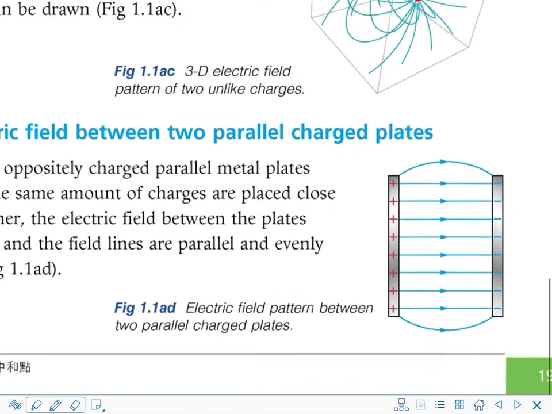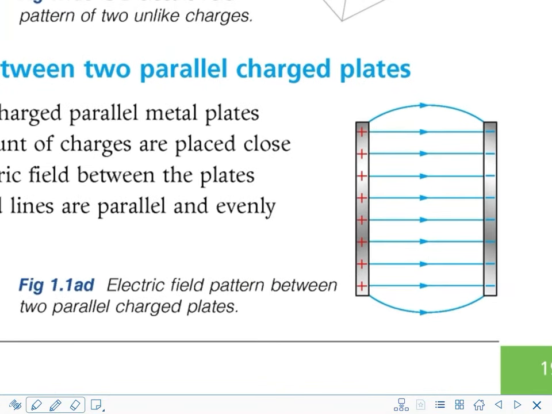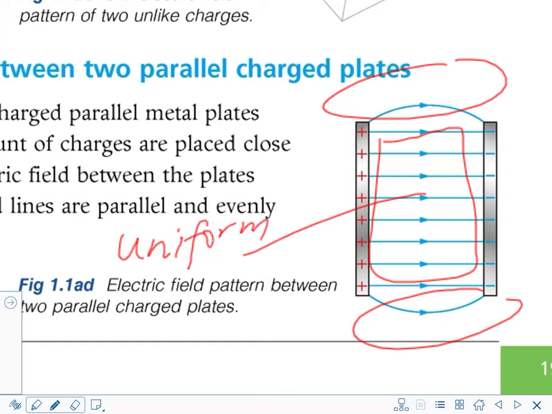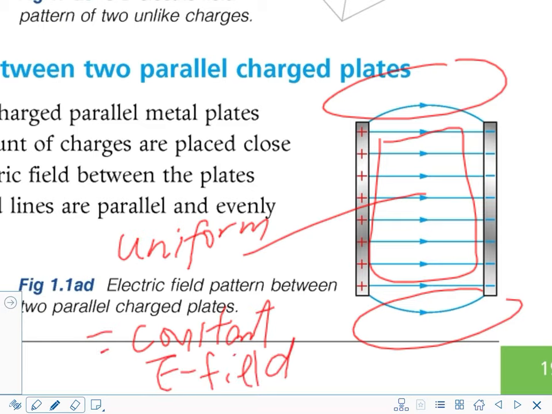We don't need to draw 3D E-field lines. Okay, we just need to handle 2D. Two parallel plates: the E-field will be uniform. Okay? But we will have some edge effect here. But at the middle, it will be uniform. Uniform means constant. Constant E field.